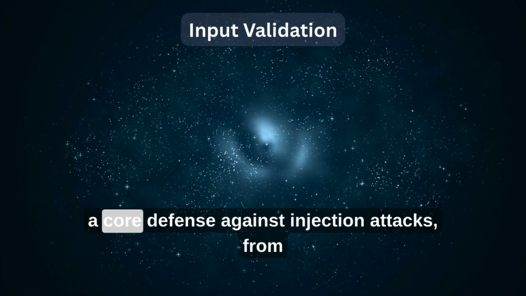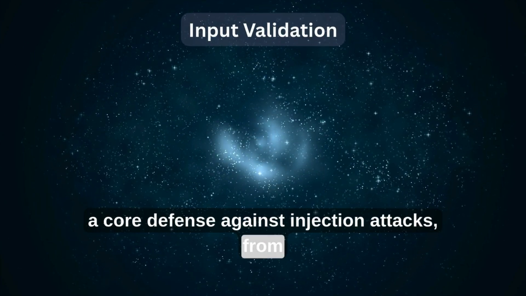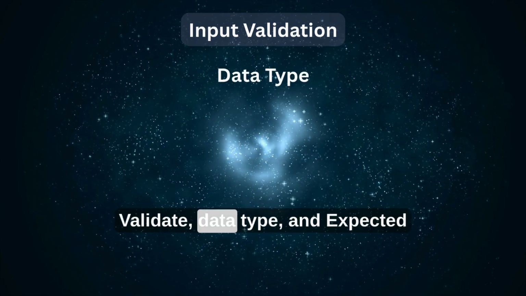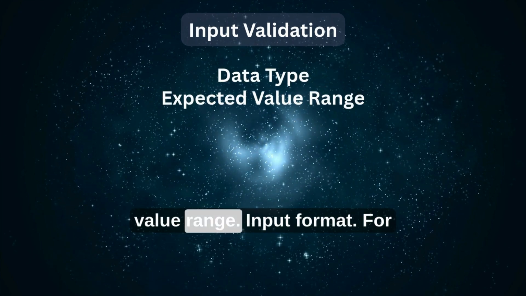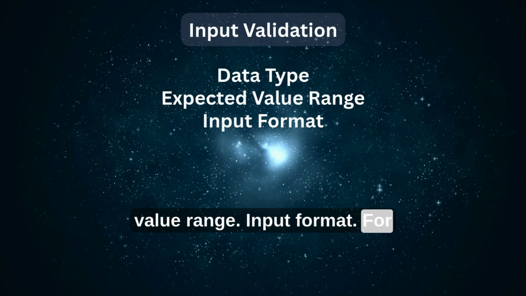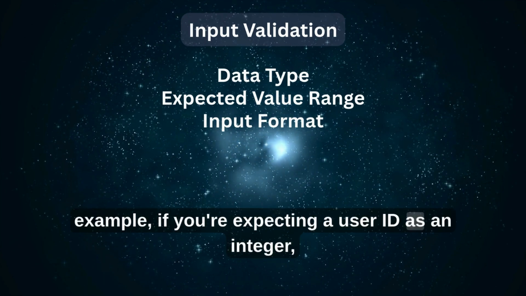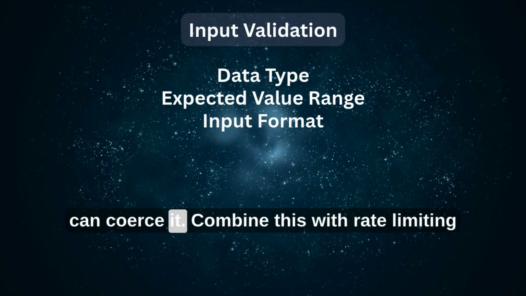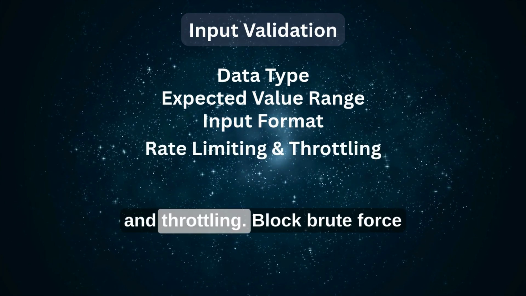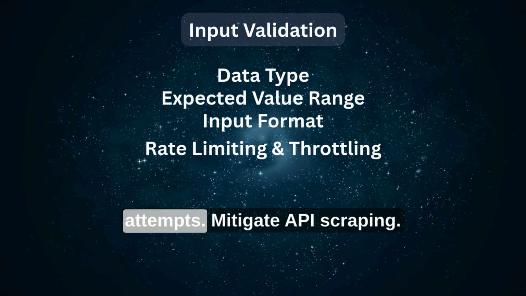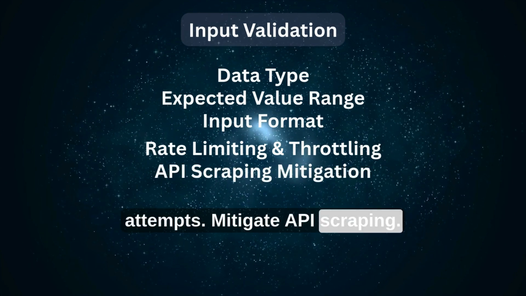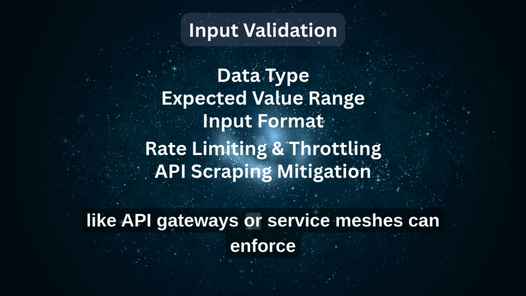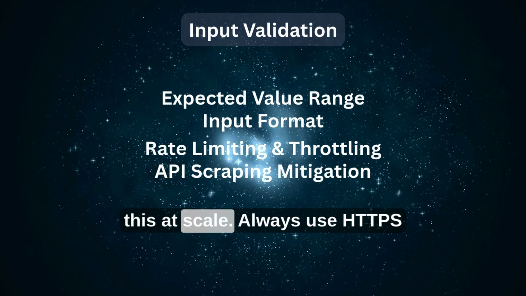Input validation is a core defense against injection attacks, from SQL to XSS to command injection. Validate data type, expected value range, input format. For example, if you're expecting a user ID as an integer, reject string inputs, even if your backend can coerce it. Combine this with rate limiting and throttling. Block brute force attempts, mitigate API scraping, prevent resource exhaustion. Tools like API gateways or service meshes can enforce this at scale.